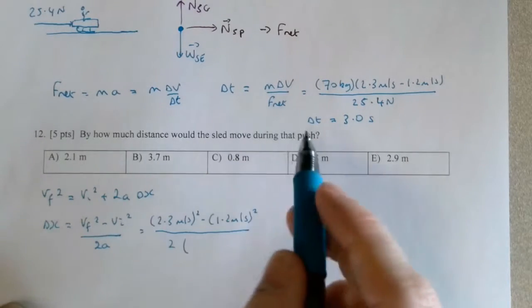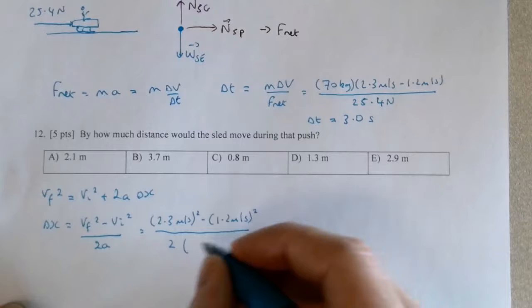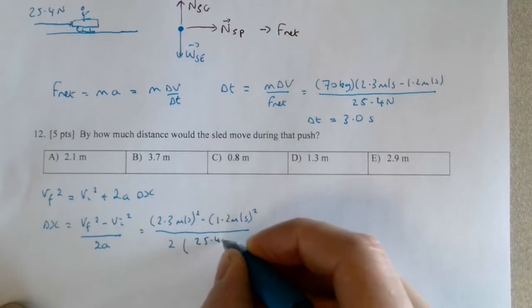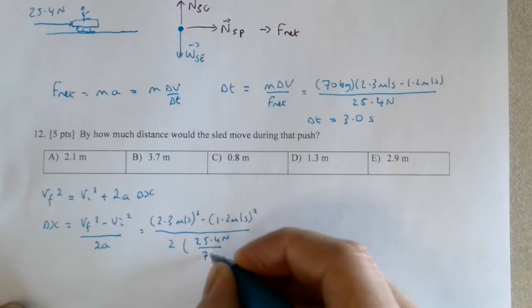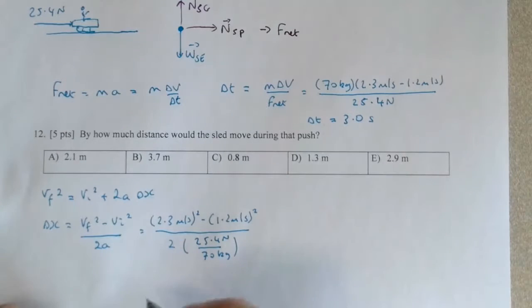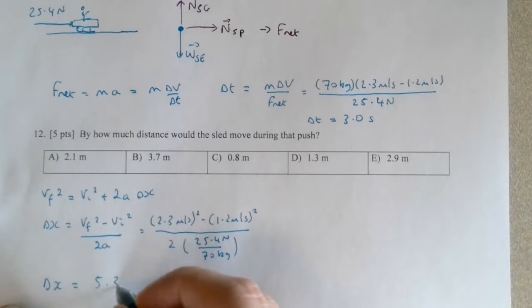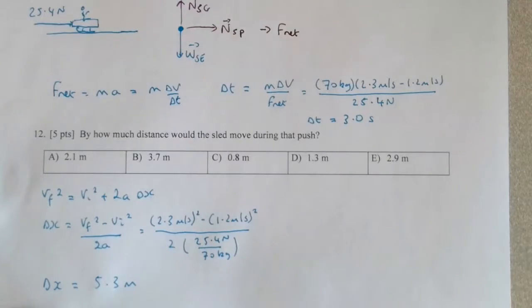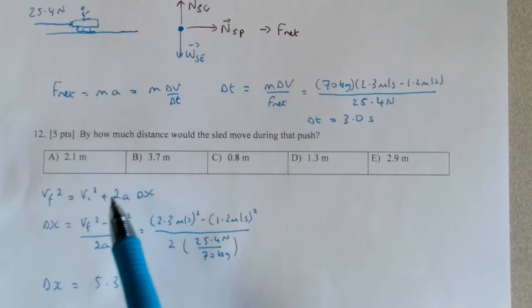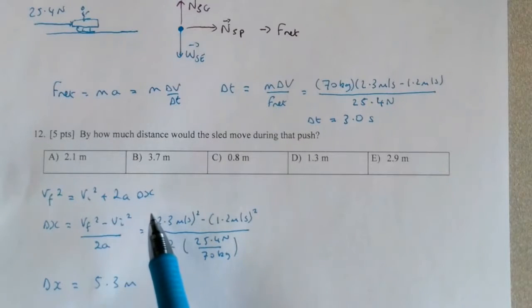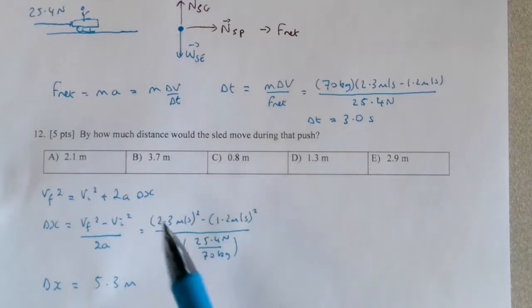In the previous question, what we found was 25.4 newtons for the net force, and we divided by the total mass. So the delta x works out to be 5.3 meters if we use this particular method. So that's incorporating the known final velocity and the known initial velocity, but using F net and m to solve for a, and then using the constant acceleration kinematic equation to determine the value of delta x.